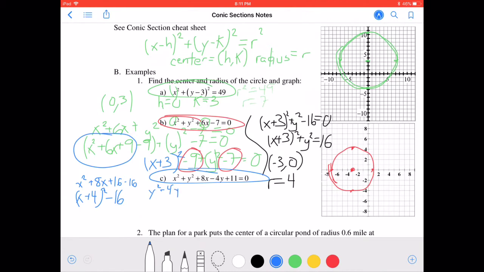I would take half of my new b, so half of negative 4 is negative 2. Square negative 2, I get positive 4. And then if I add, I also subtract the same number, so I get y squared minus 4y plus 4 minus 4. A lot of 4's here, but when we write it in the square form, we get y minus 2 squared minus 4. And now we can add all of our pieces together.